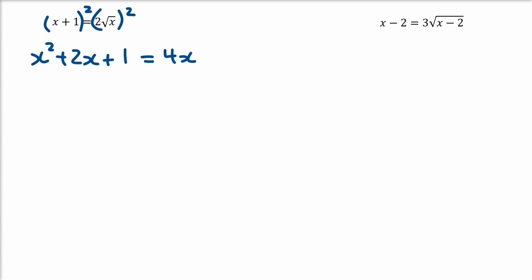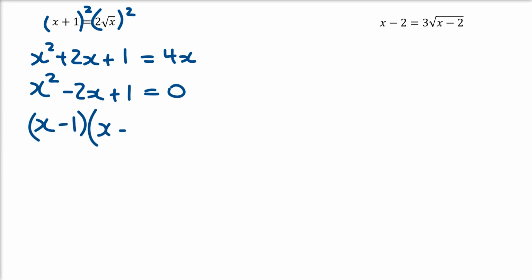So then I can rearrange this. x squared minus 2x plus 1 equals 0. Happy with that? And then how can I solve that one? Yeah, I could factorise it. x minus 1, x minus 1. So therefore x equals 1. I've got one answer there. All right. I should just check that. So check it.